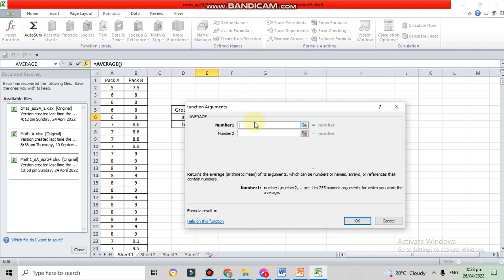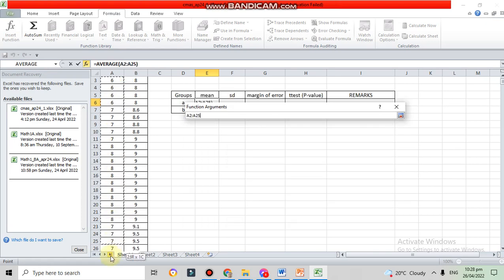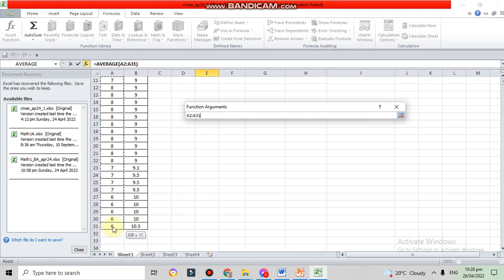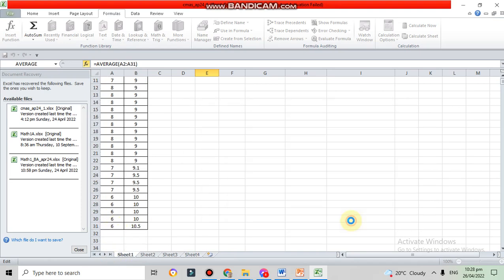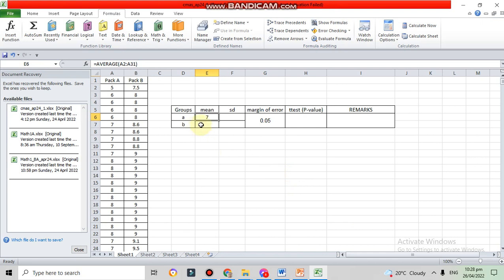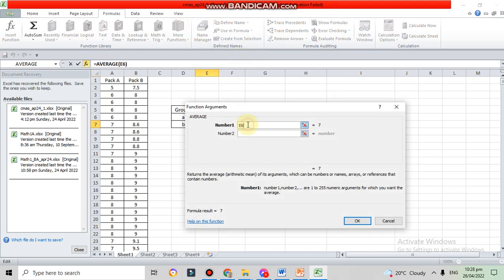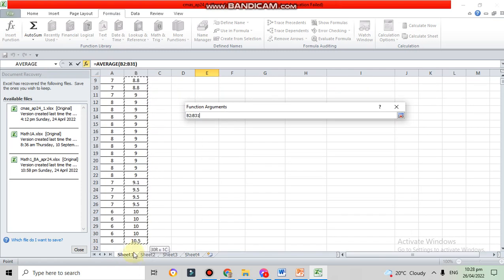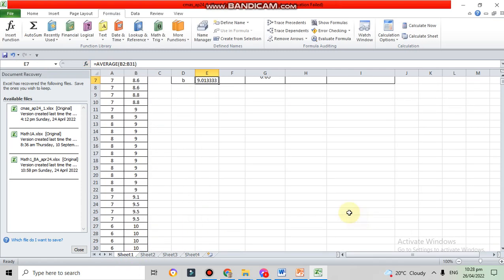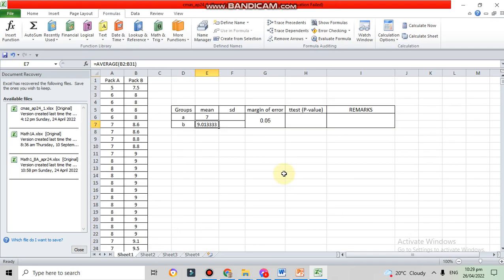You can erase the content of number 1, so it is blank already, and then you left click and hold the first number of pack A towards the last number. Okay, so left click OK. And then to compute the mean of pack B, you left click this one, left click the more functions, move the cursor to statistical, and then average. Okay, you can erase that one, and then you left click and hold the first number towards the last number, and left click OK. So we have already the means of two groups.